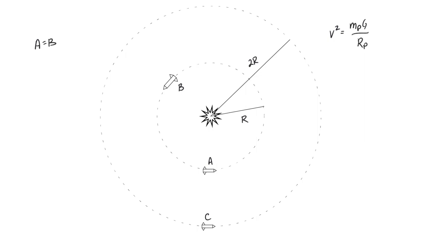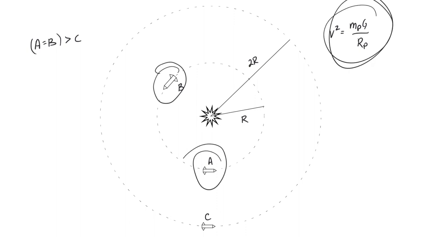If R is the same for both of them, then V has to be the same for both of them. But these both have to be greater than C. Right? R is twice as big for C as it is for A. So that means it's going to have to be smaller. It's further away. And the fact that this object is bigger than this object doesn't matter because the only mass that matters is the mass of the object being orbited. All good there?